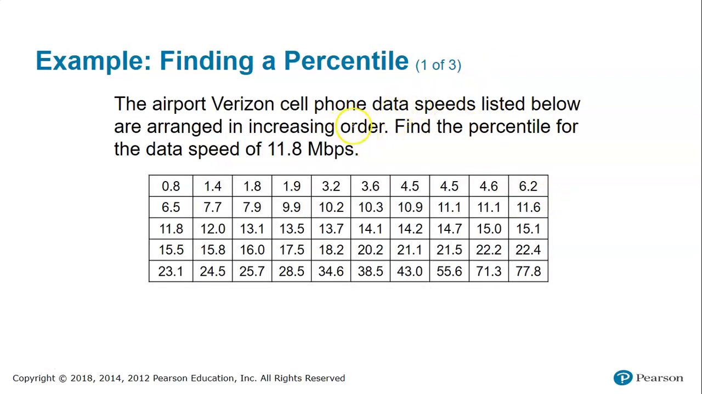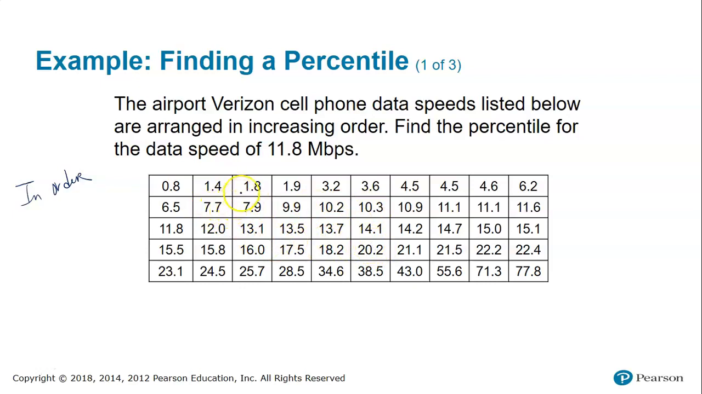Okay, so if we look at this example here, we want to find the percentile for the data speed of 11.8, and this is for Verizon cell phone data speeds. So this chart needs to be in order. If it's not in order, then you need to put it in your calculator and sort it so that it is in order before you start working with it. So they have to be in order.